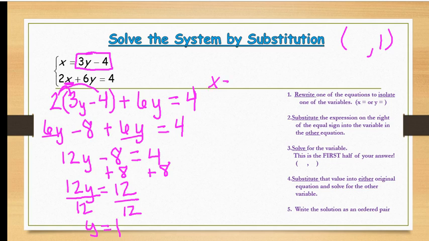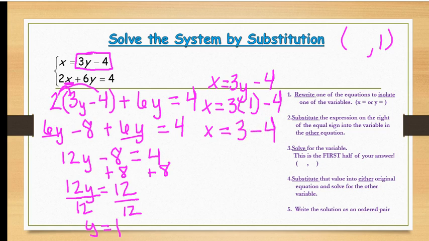Now that I know that y is equal to 1, I'm going to use my top equation. x equals 3y minus 4. I'm going to substitute 1 in. So I get x equals 3 times 1 minus 4. x equals 3 minus 4. So x equals negative 1. So the solution, my ordered pair, is negative 1, positive 1.